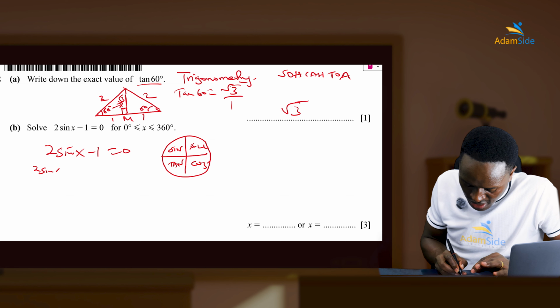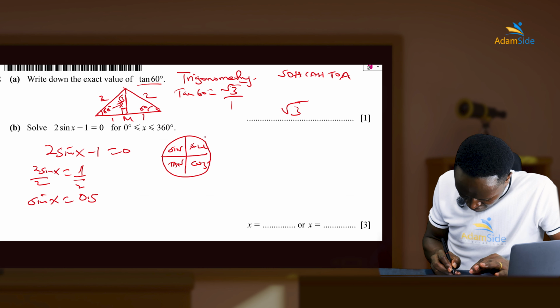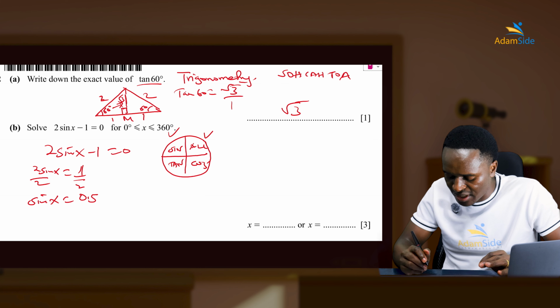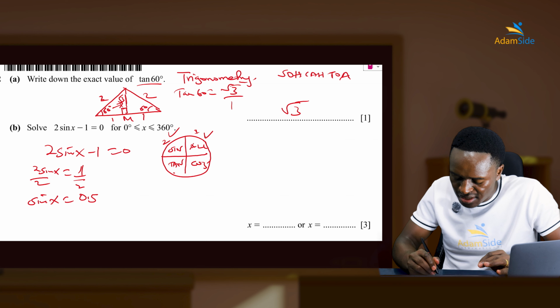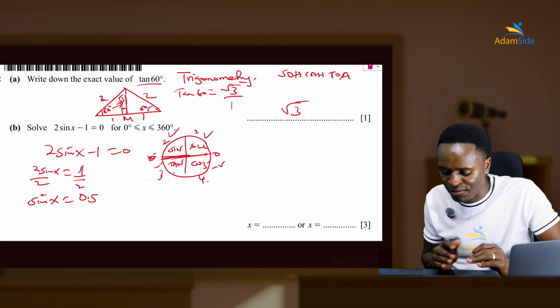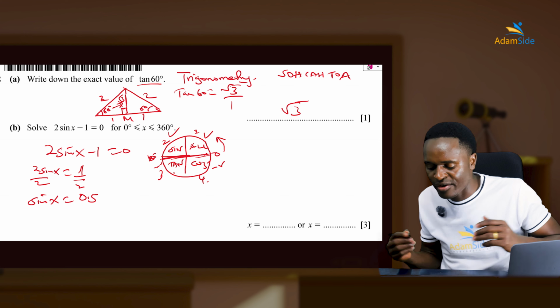Say 2 sine x is equal to 1. Go to the other side, divide by 2, divide by 2. So sine x is equal to 0.5. Where is sine positive? Sine is positive in the first and second quadrant, negative in the third. This is first quadrant, this is second, this is third, this is fourth. So it's negative here and negative here. Our focus is between 0 and 180 degrees, where our answer falls, moving in the anti-clockwise direction.